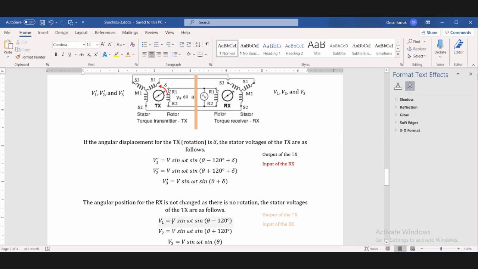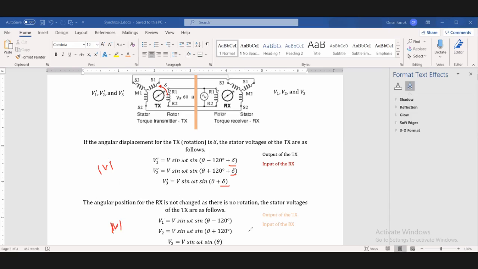এবার আমরা চলে আসলাম রিসিভার সাইডে। The angular position for the receiver is not changed. কেন এটা চেঞ্জ হবে না, কারণ এর সাথে আমরা তো কোনো কিছু কানেকশন দিই নাই, এর সাথে কোনো কিছু মাউন্টেডও নাই, এখানে শুধুমাত্র একটা ইন্ডিকেটর আছে. Only an indicator is connected here, so there is no physical angular displacement here. So the voltages are V1, V2 and V3 as before, and their phases are just as before, that is theta minus 120 degree, theta plus 120 degree and theta, but the angular displacement on the transmitter is different. In both cases the magnitude of voltage is V, for both the transmitter and receiver side.